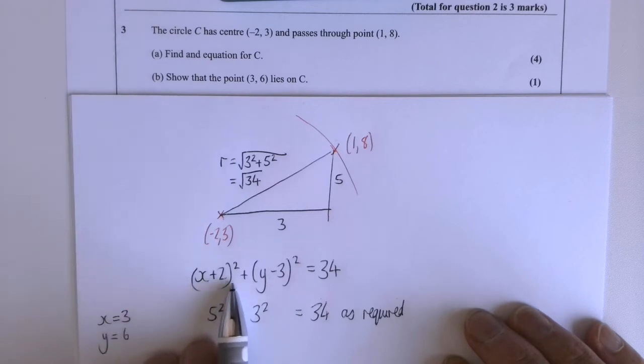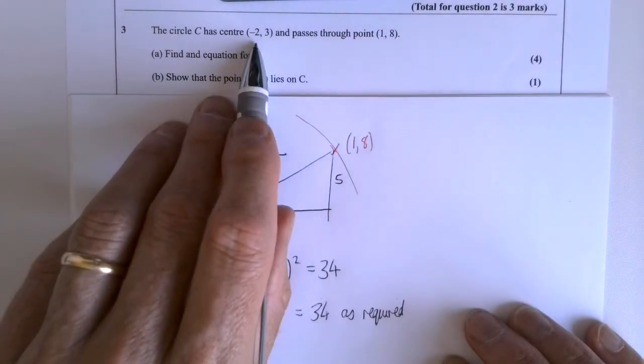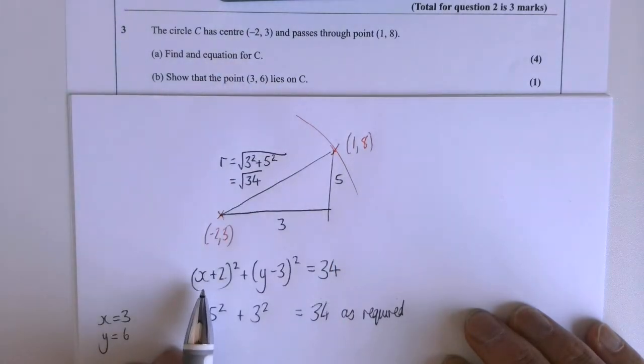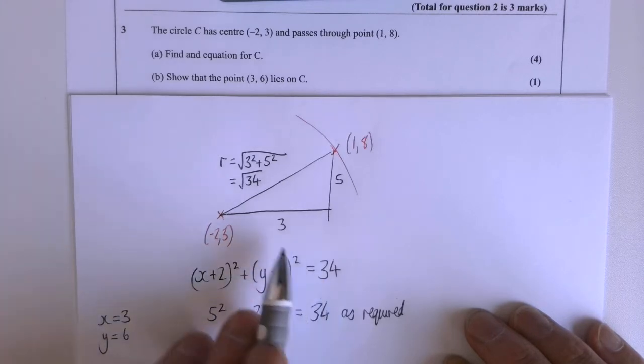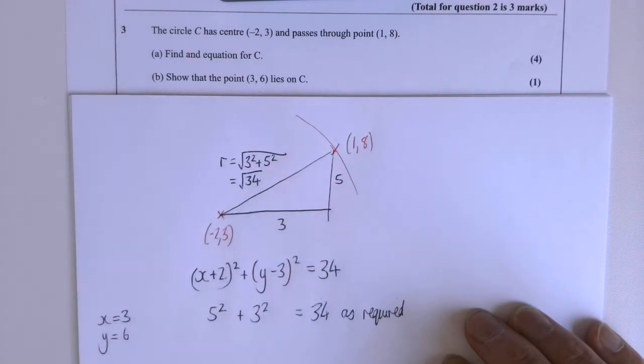So this is the standard equation of a circle. It's x minus the x-coordinate of the centre. So that's x minus -2, which is x plus 2. And y minus the y-coordinate, y minus 3 squared, equals the radius squared. And as with the vector question, square root of 34 squared is 34. And when I make x equal to 3, that becomes 5 squared, which is 25. When I make y equal to 6, that becomes 3 squared, which is 9. And those two do make 34 as required.